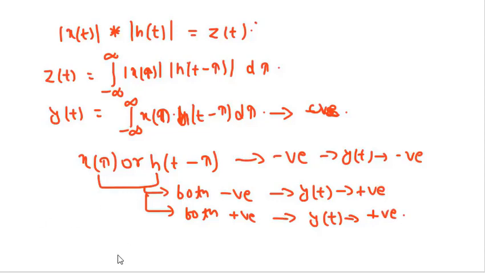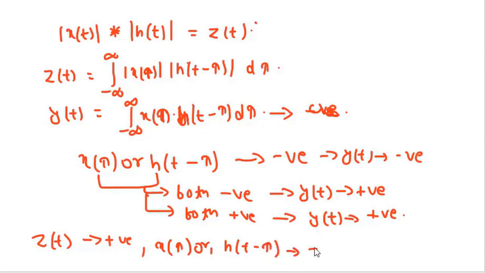But on the other hand, you can see that z(t) will always be positive, whether x(tau) or h(t minus tau) is positive or negative. z(t) will always be positive, but y(t) becomes negative when any one of x(tau) or h(t minus tau) is negative.